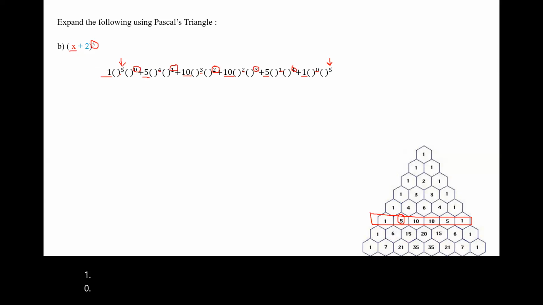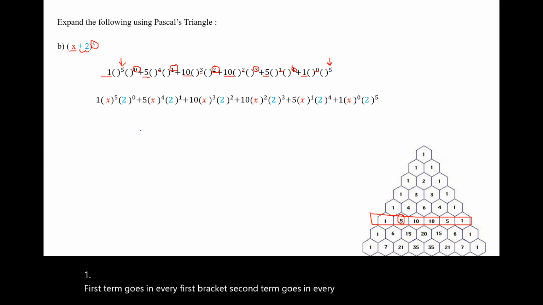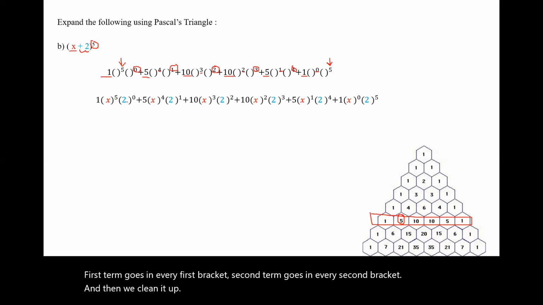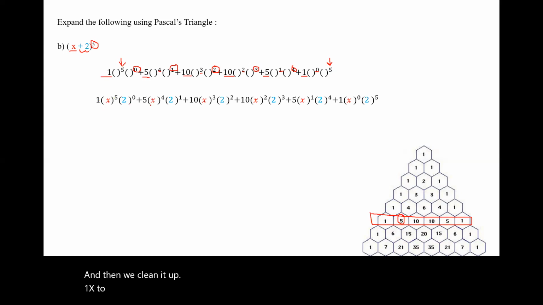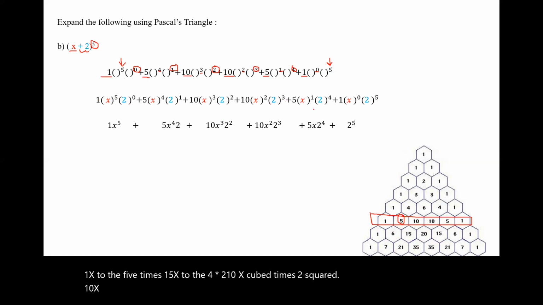First term goes in every first bracket. Second term goes in every second bracket. And then we clean it up. 1x to the 5 times 1. 5x to the 4 times 2. 10x cubed times 2 squared. 10x squared times 2 cubed. 5x times 2 to the 4th. 1 times 2 to the 5th.